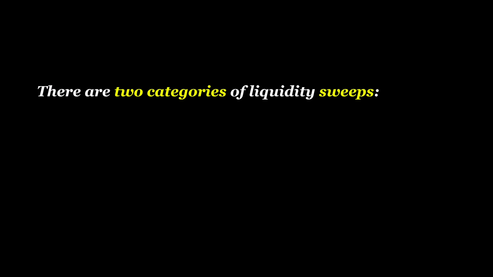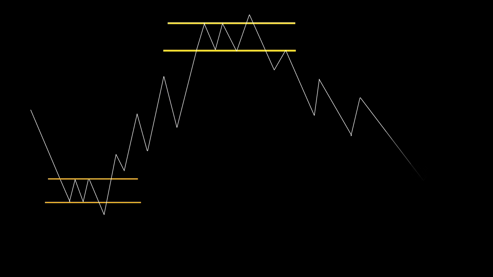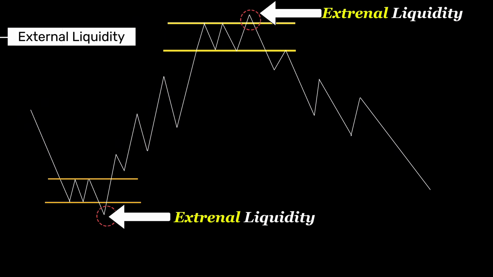There are two categories of liquidity sweeps. This type of sweep typically occurs at the end of an uptrend, the end of a downtrend, or during an accumulation or distribution phase.